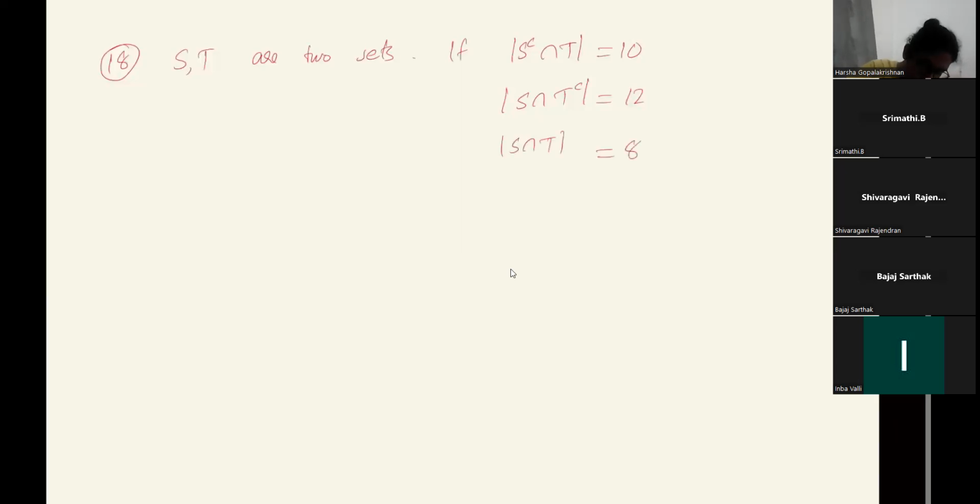Now let's go to the next question. The question is: S and T are two sets, and the data given here is cardinality of S complement intersection T equal to 10, cardinality of S intersection T complement equal to 12, and cardinality of S intersection T equal to 8. The question is, what is the cardinality of S union T?